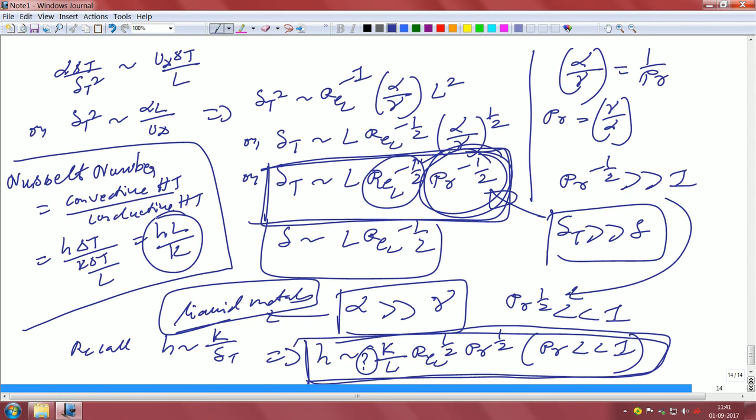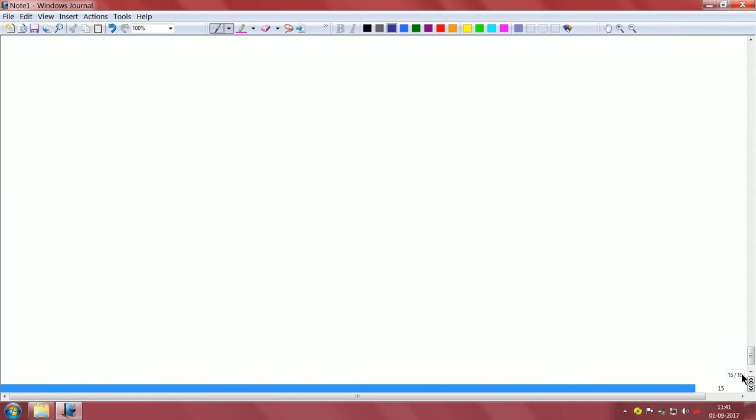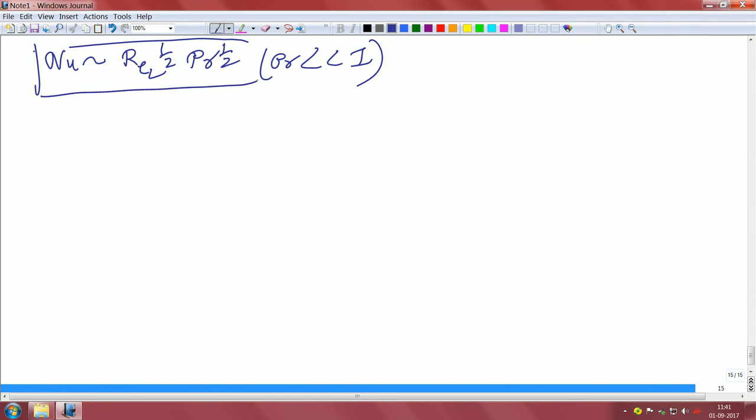Let us go to the next slide. As you can see over here, now that we have found out what H is, Nusselt number therefore becomes, let us not put equality over here, Reynolds number to the power of half, Prandtl number to the power of half for Prandtl number much less than 1. Nusselt number is one quantity that you are very familiar with. So, heat transfer coefficient and Nusselt number are basically one and the same. You can see that they are all functions of flow, function of properties.